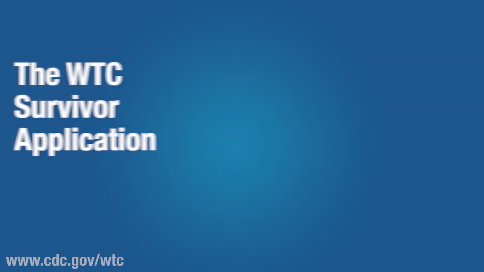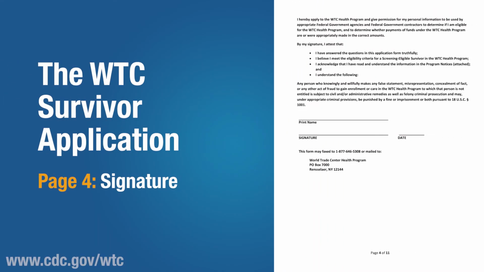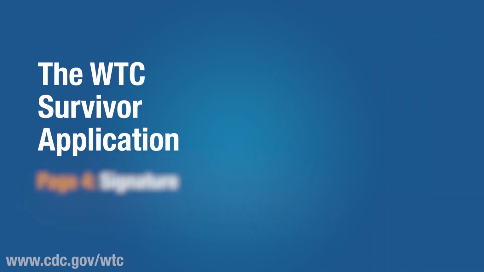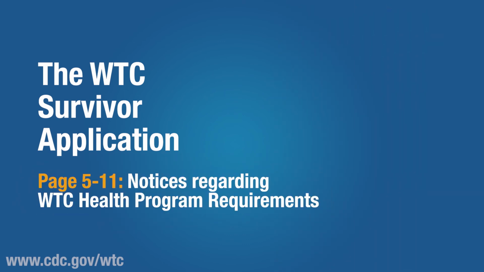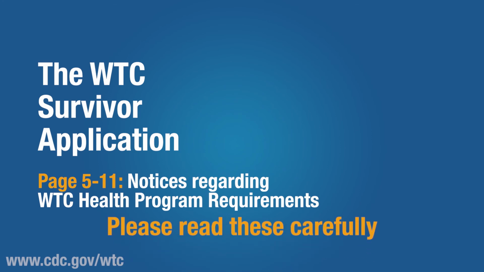Page 4 is simple. You will just sign and date your application. By signing the application, you are attesting, under penalty of perjury, that you believe you meet the eligibility criteria. Pages 5 through 11 are notices regarding WTC Health Program requirements. Please read through these notices carefully. Your application is now complete.